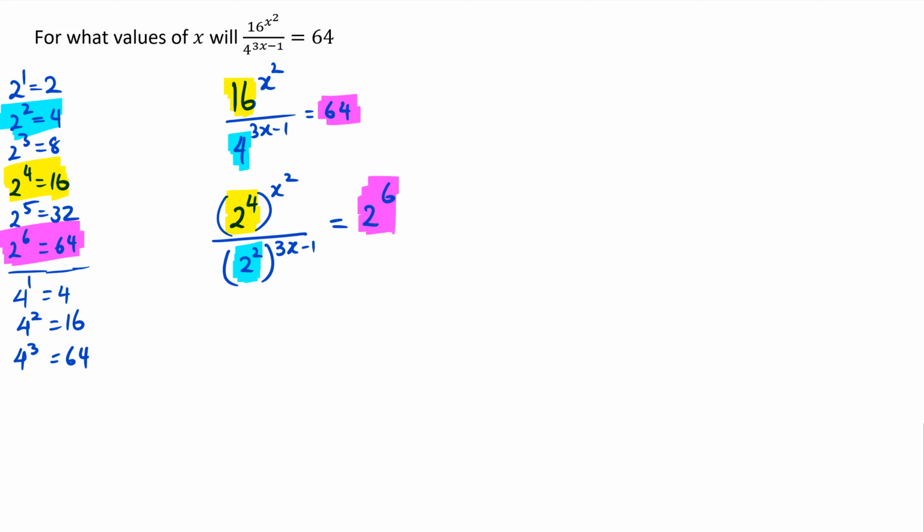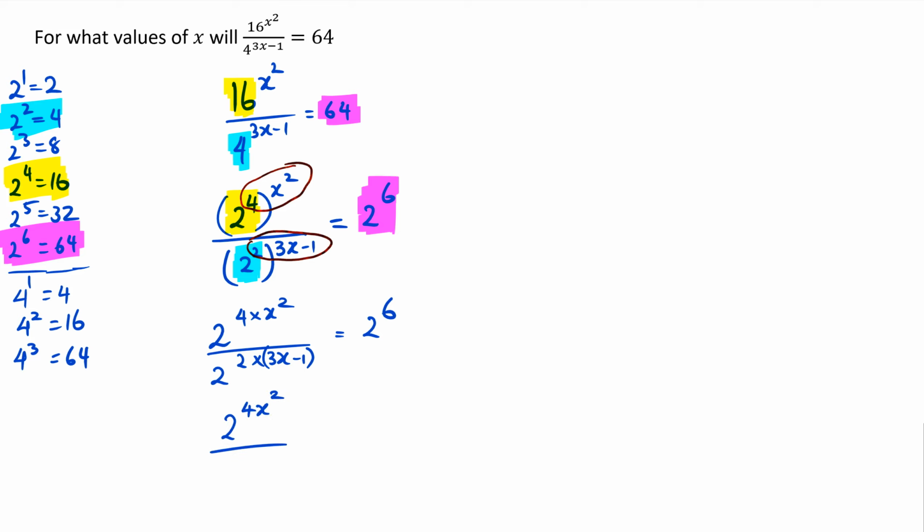The thing you need to realize is that when you have powers of powers, you multiply the powers, and the same with this one here. So you end up getting 2 to the power of 4 times x squared over 2 to the power of 2 times 3x minus 1, and this is all equal to 2 to the power of 6. So what I get is 2 to the power of 4x squared divided by 2 to the power of 6x minus 2, and this whole thing is equal to 2 to the power of 6.